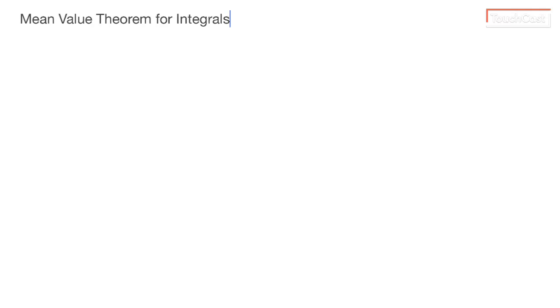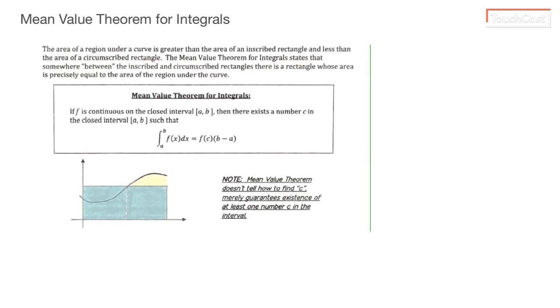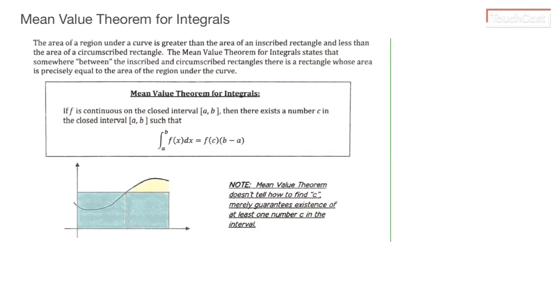This mean value theorem for integrals just tells us that if we have those two rectangles, there has to be another rectangle somewhere between them that gives us the exact area under the curve. In other words, the area of a region under a curve is greater than the area of that inscribed rectangle. It's also less than the area of a circumscribed rectangle. Really, that's all we're looking at. The mean value theorem then tells us there's a value somewhere between those two rectangles that will give us the precise area.